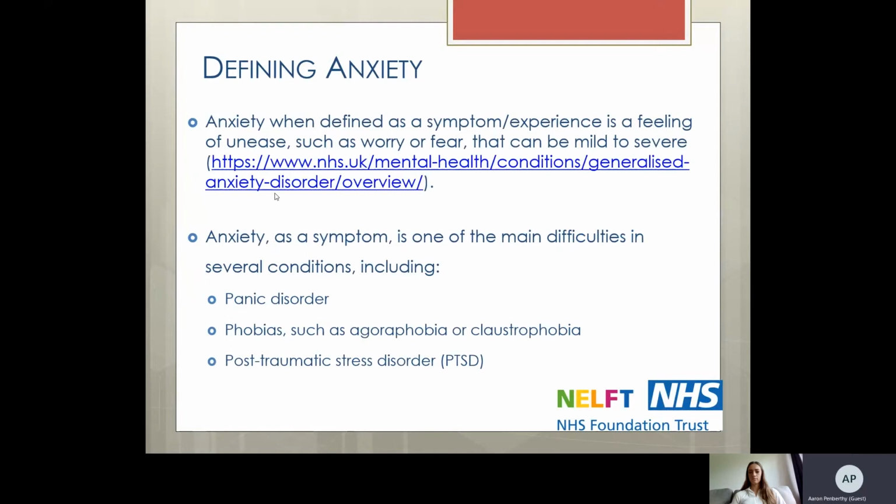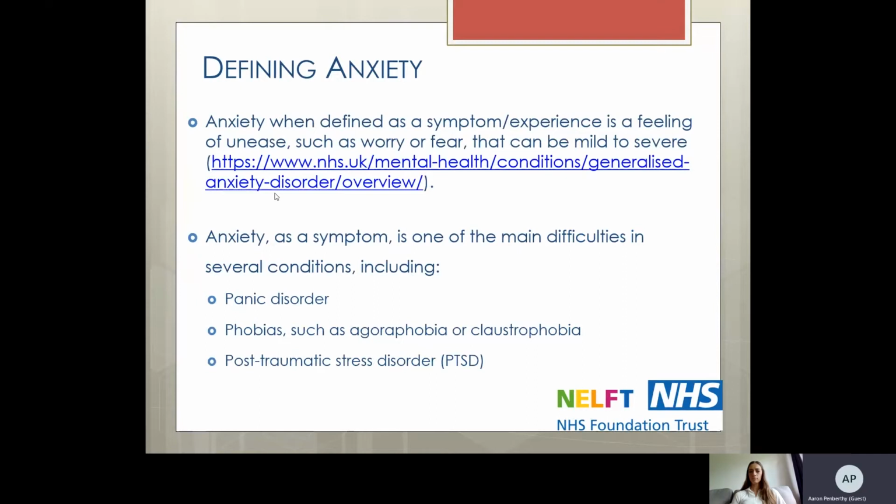So if we start off with defining anxiety, as it shows here, anxiety is typically a symptom, an experience of unease, worry, or fear. It can be mild to severe. So this is anxiety as a symptom. When someone talks about feeling anxious, this is what they'll typically be talking about. And as a symptom, it can be one of the main difficulties in a multitude of different conditions. So someone with panic disorder experiencing panic symptoms will typically be anxious or be experiencing anxiety of some form.